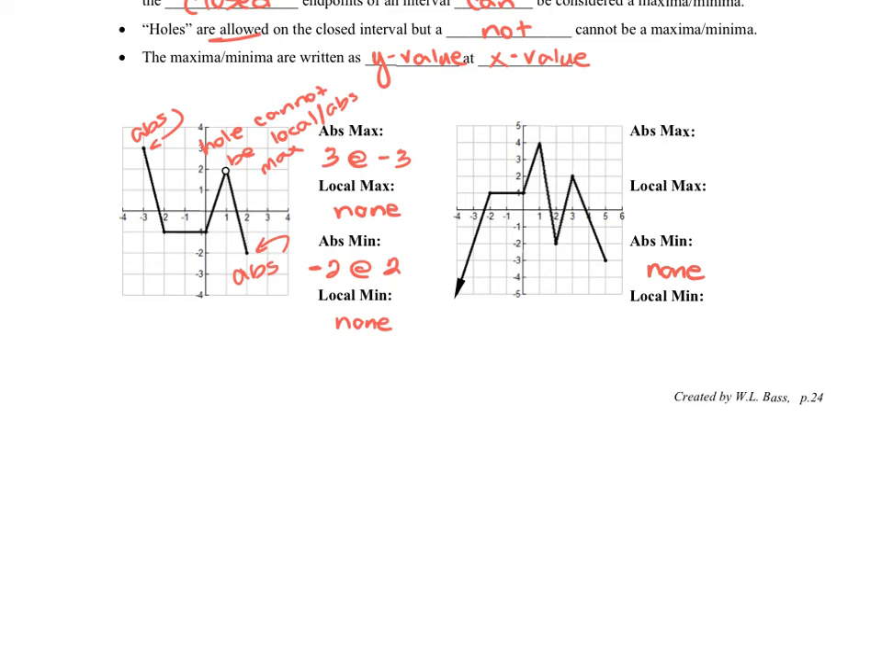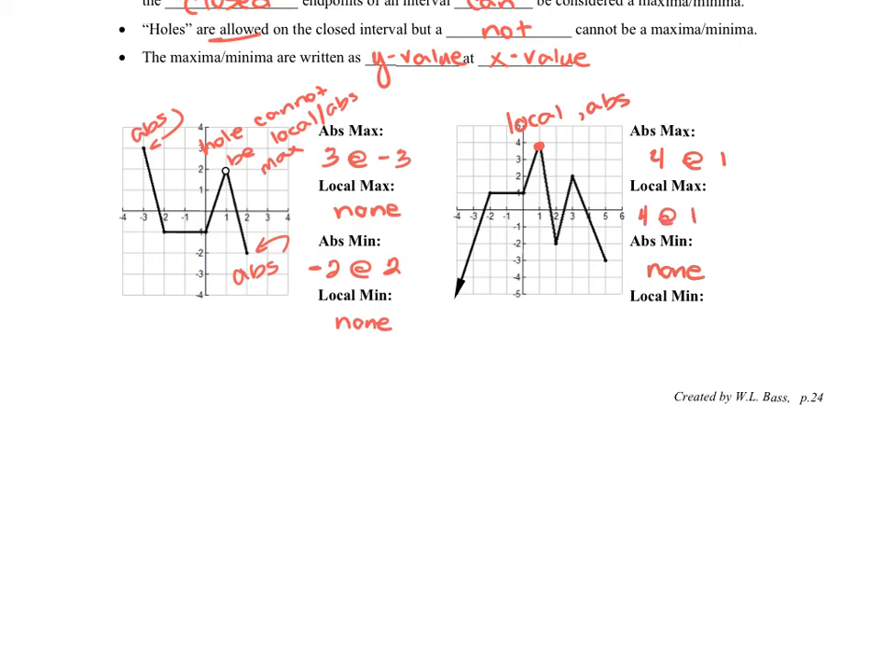Now, I do find some peaks and valleys. So I find this point up here is a peak. It also is the highest point on the graph. So this is going to be both a local and an absolute max. So I can say that I have an absolute max at 4, and it occurs at an x value of 1. I can see it's a local, so I can rewrite that 4 at 1.